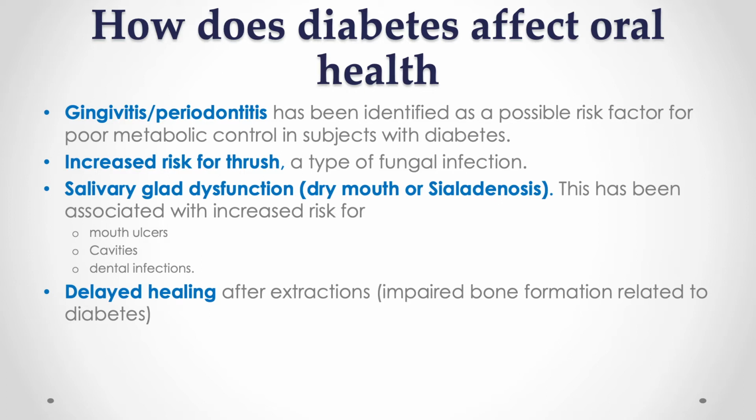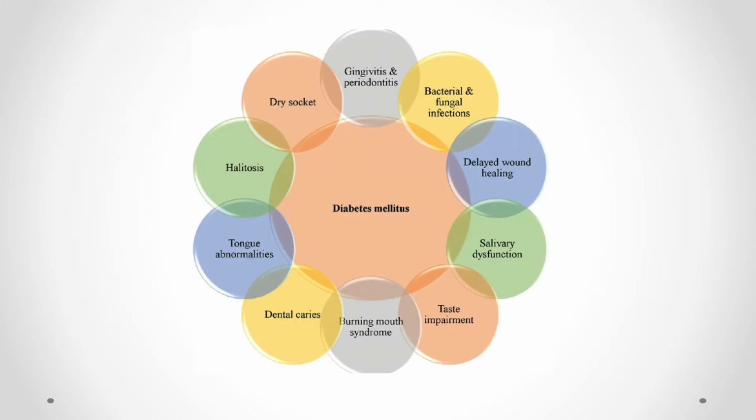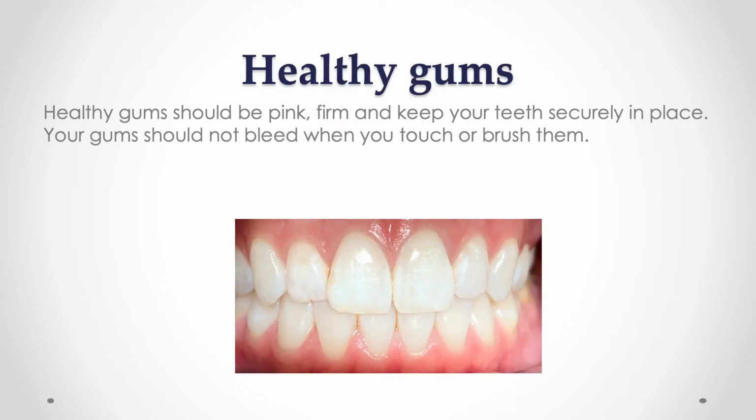The other things that affect the mouth are thrush, salivary gland dysfunction, or healing that can be affected, as you may know already, in different parts of the body after certain surgical procedures. So this summarizes technically all the things that are related to the relationship between diabetes and oral health. It's quite a lot of things that are involved here. So I'm going to go over a few things because I'm quite conscious of the time limit here. So first of all, let's talk about healthy gums in general.